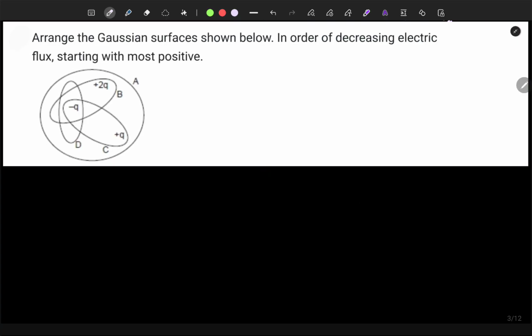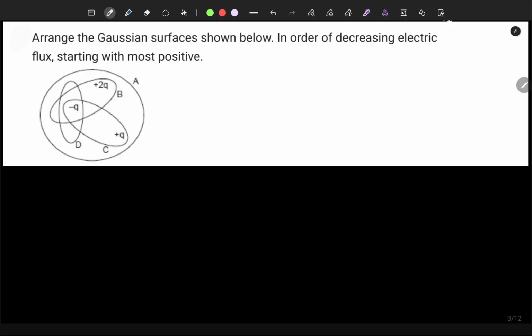The question is, arrange the Gaussian surfaces shown below in order of decreasing electric flux, starting with most positive. So we can see there are four surfaces. This one is A, this surface is B, this is the C surface, and this is D surface. Inside the surface A, all the charges are present.